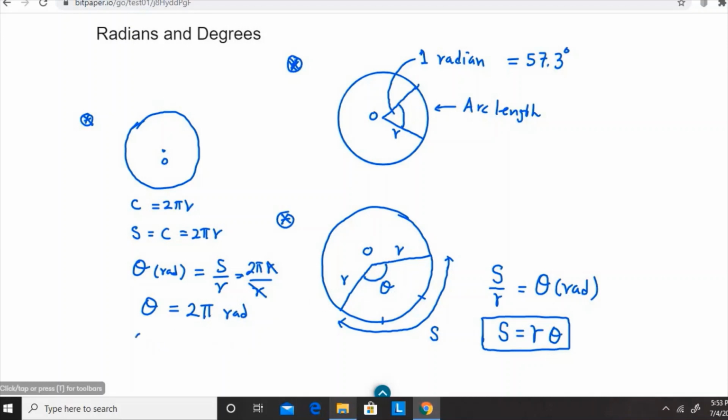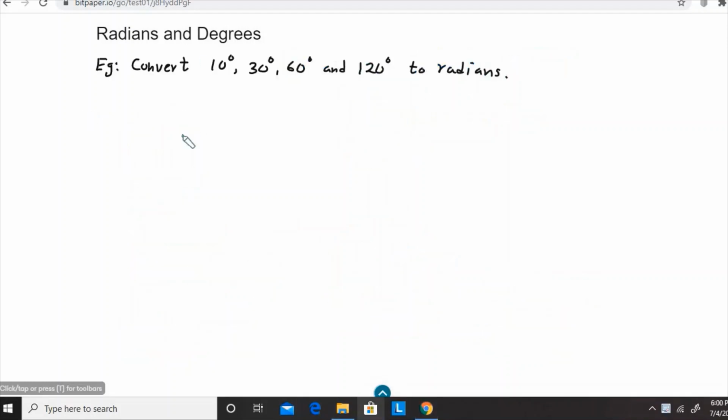So now we have another relationship between radians and degrees that can be used to convert between these two units. That is 2 pi radians is equal to 360 degrees. This is another important relationship that you should know. These are important also when we study trigonometric functions, or sometimes they are called trigonometric ratios. So let's do some examples related to radians and degrees.